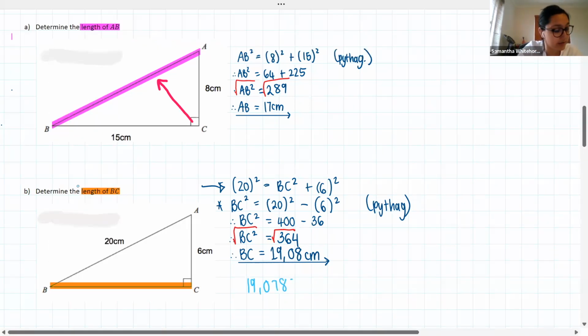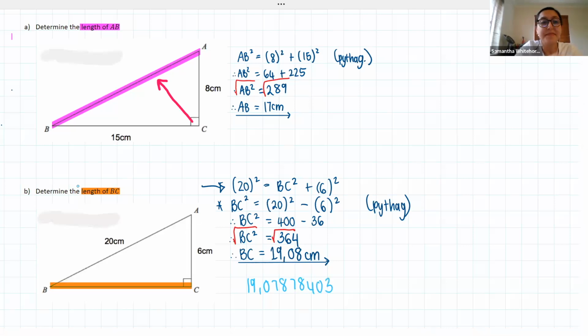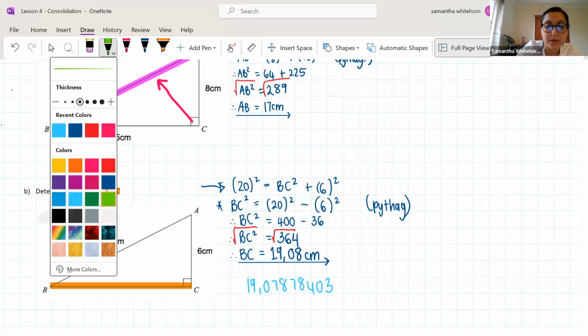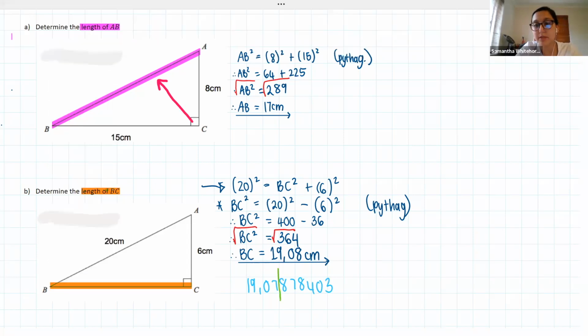19.07878403. That's what your calculator gives you. Now, if I tell you I want it rounded off to 2 decimal places, remember what that means is I want the number to stop 2 numbers after the decimal. So this 8 rounds the 7 up to 19.08 centimeters. Your rounding all looked really nice. Some of you rounded to 1 decimal place, which isn't the end of the world, but those of you that did do 2 decimal places, well done. Very good rounding.